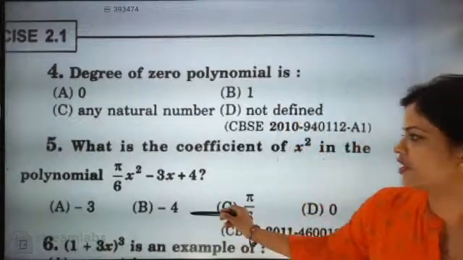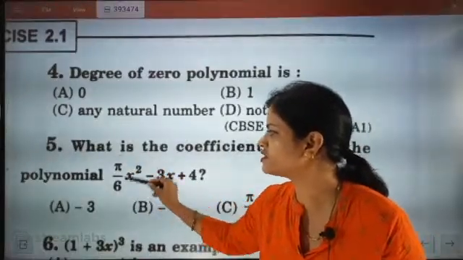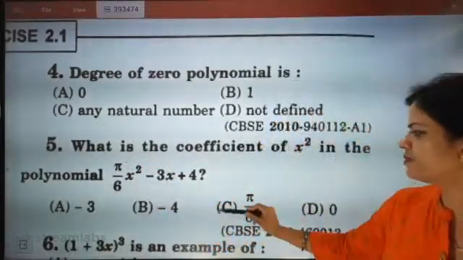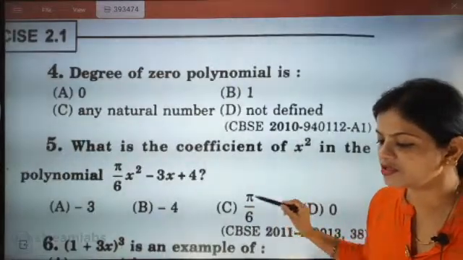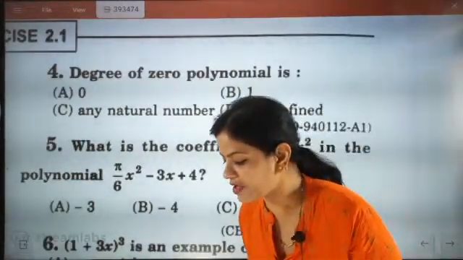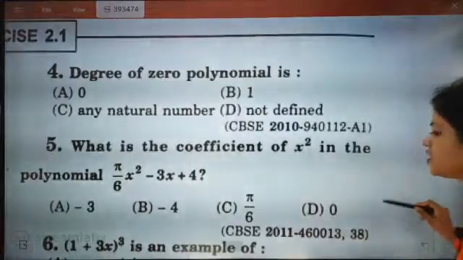The coefficient of x square here, 100% the coefficient of x square is pi by 6. So the answer will be 3. Pi by 6, so the answer will be 3. Absolutely correct.